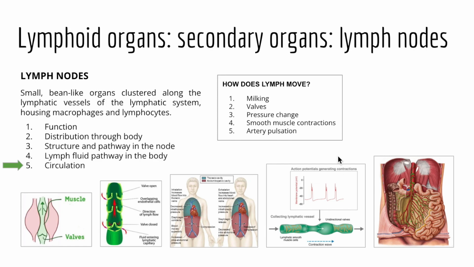Further, we can also rely on the contraction of smooth muscle found in the walls of some of our larger lymphatic vessels, which contract rhythmically in peristaltic movement, propelling lymph fluid forward.